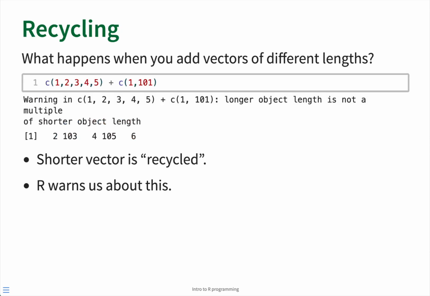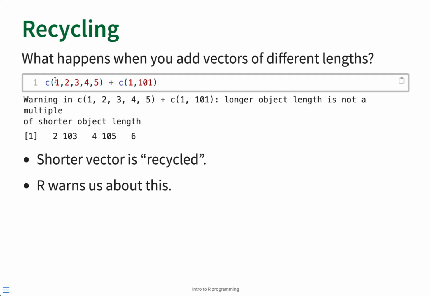Now you might ask, what happens if the vectors are not the same length? This is where sometimes you get behavior that's a little bit unexpected. What R does is it recycles the shorter vector. It just repeats it over and over again until it matches the same length as the first vector. So here we're adding together a vector of 5 numbers, 1 through 5, and a vector of just the numbers 1 and 101.